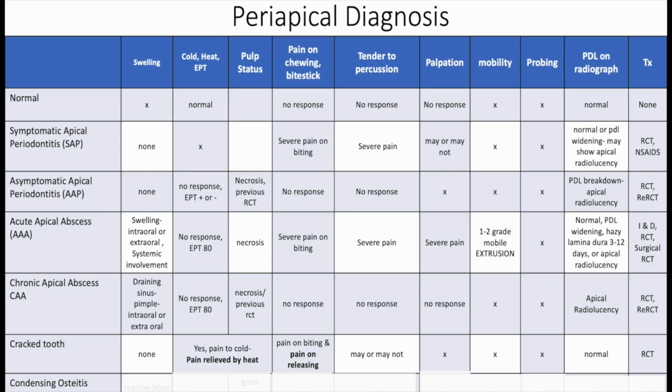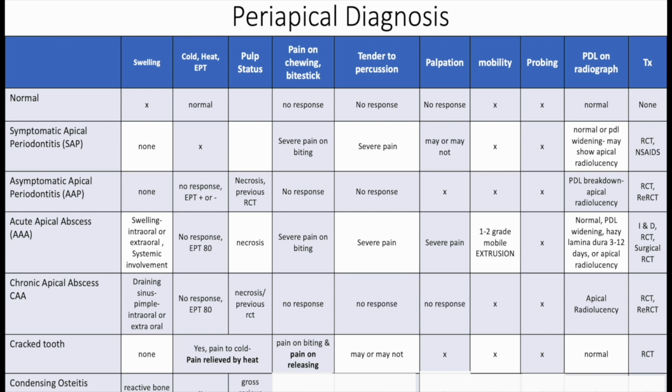Last is condensing osteitis, which I said is the second only radio-opaque lesion other than the pulp stones. Are you going to see anything with the heat, cold, or EPT? May or may not be, not sure. But what is the pulpal status? It is always a grossly carious tooth, which results in condensing osteitis.